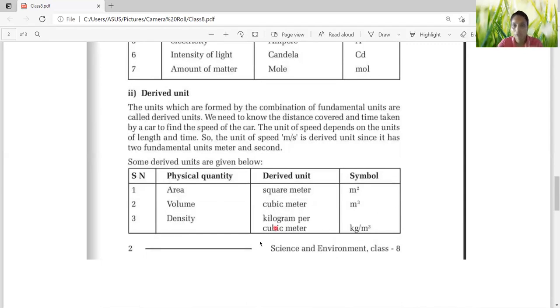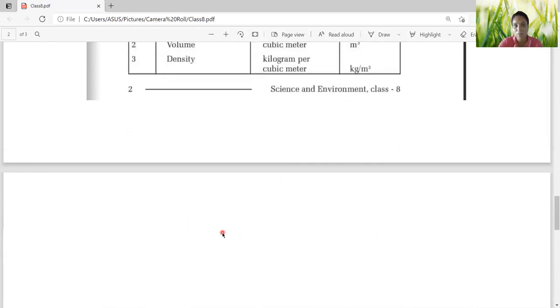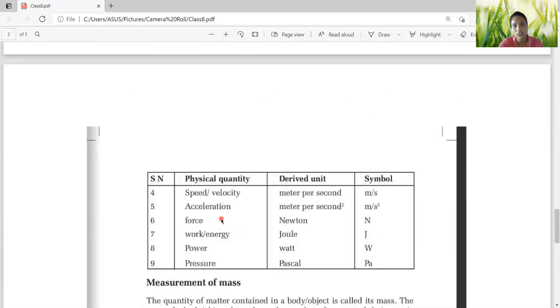Physical quantity, area: meter square. Volume: cubic meter. I have told you previously. Density: kilogram per cubic meter, or gram per cubic meter. Next is speed or velocity: meter per second. Acceleration: meter per second square. Force: Newton. What is Newton? Here it is just a derived unit. How does Newton come? You have to write this.